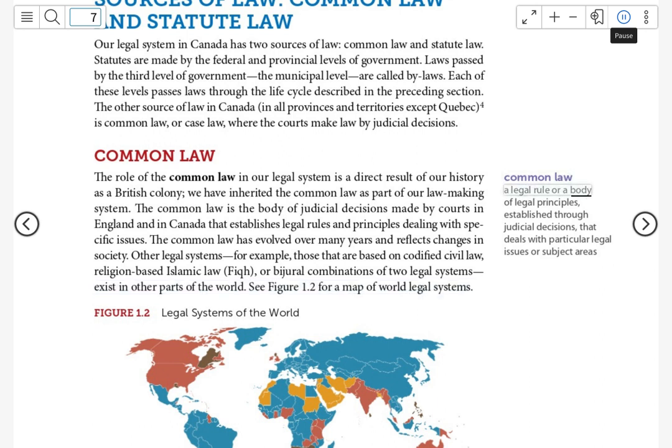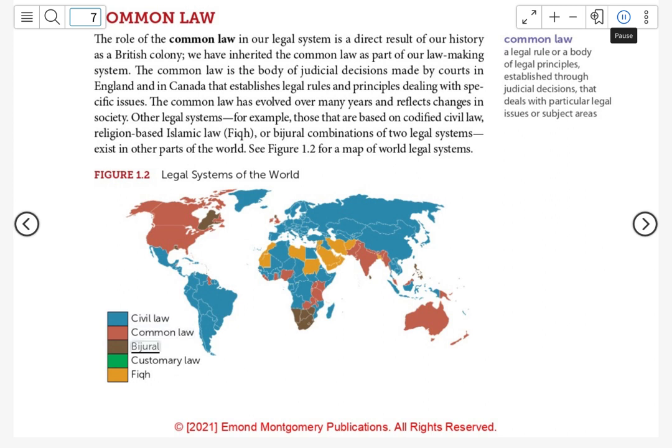Common law. A legal rule or a body of legal principles, established through judicial decisions, that deals with particular legal issues or subject areas. Civil law. Common law. Bilateral customary law. Fiqh. Figure 1.2 Legal systems of the world.